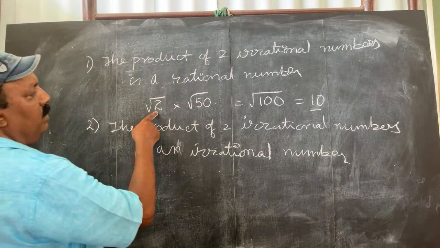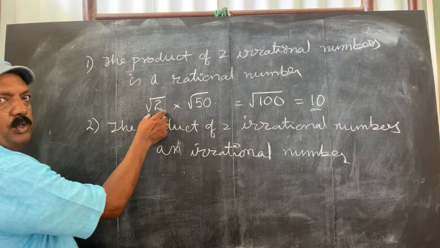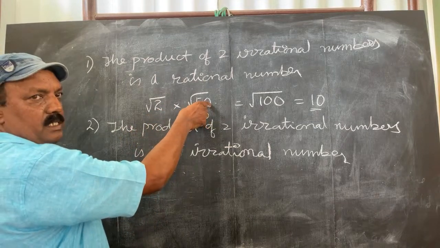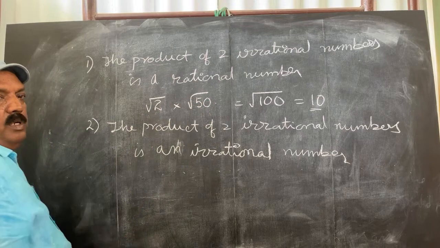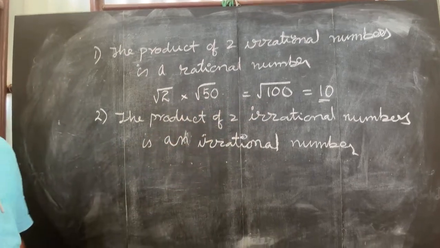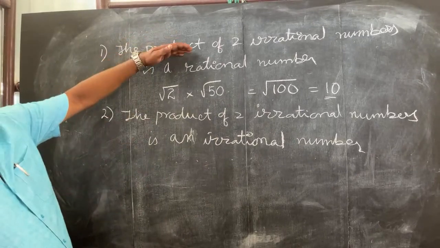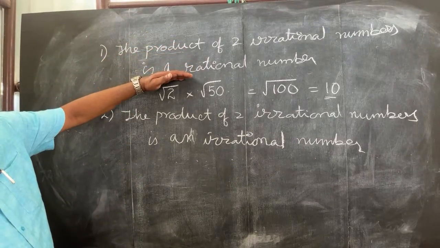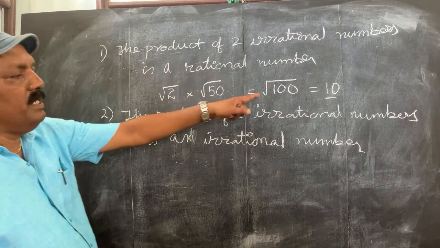I am taking here one first irrational number, which is root 2, and the second irrational number, root 50. Root 2 into root 50 is root 100. Root 100 means 10. 10 is a rational number. That means when we multiply the two irrational numbers, I am getting one rational number.